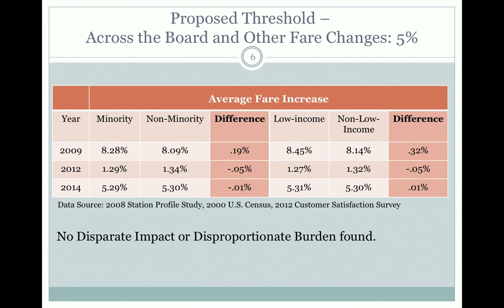In 2012, BART implemented a 1.4% across-the-board fare change, resulting in a 0.05 difference between protected and non-protected populations. In 2014, we are planning a 5.2% fare increase, and the table shows that there will be a difference of 0.01% between protected and non-protected populations. Still, no disparate impact or disproportionate burden is found from these fare changes, since the differences are less than 5%.